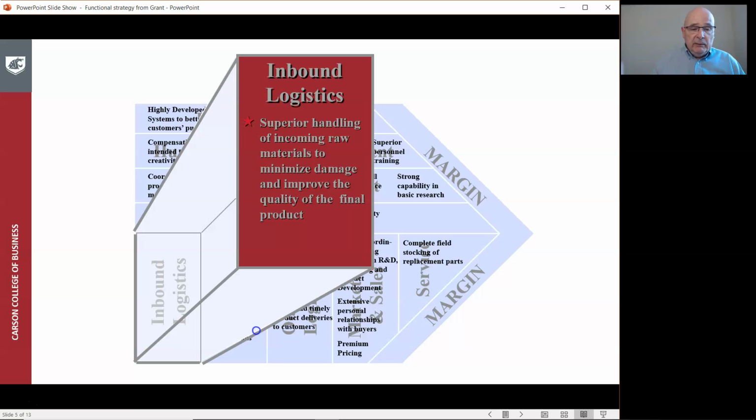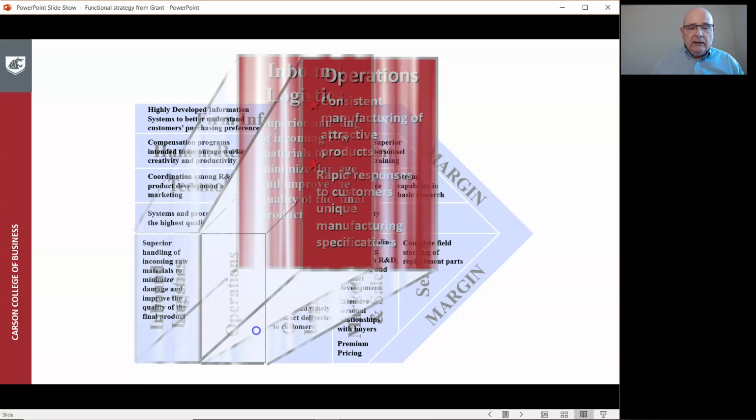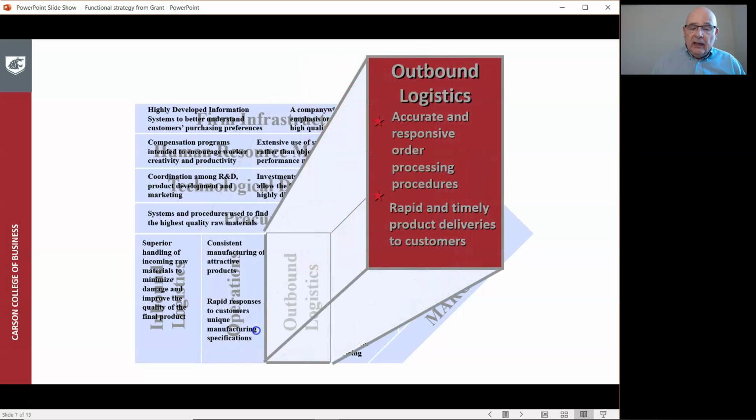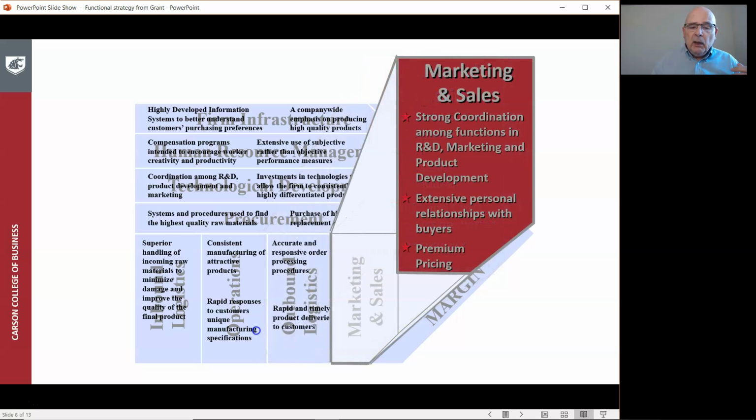So for instance, if I'm a differentiator, I'm going to do inbound logistics differently than a cost leader. I'm going to make sure quality stays intact. I'm going to be consistent with quality. I would pay attention to fit and finish. I have rapid responses, customize, all those kinds of things are differentiation things. Then outbound logistics: accurate, responsive order processing, rapid delivery, timely delivery. Marketing and sales: strong coordination internally, personal relationships, and premium pricing, all characteristic of differentiation.